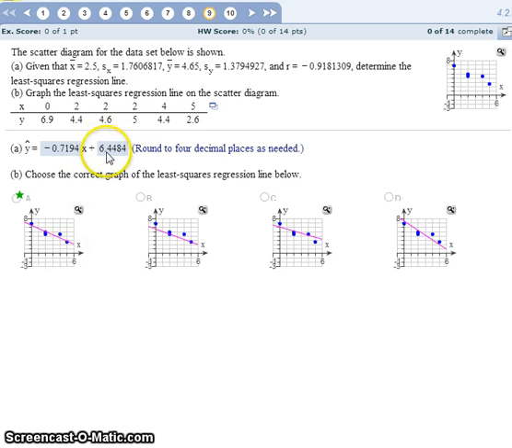The key is that your y-intercept needs to be at 6.44, and so you can use that to quickly throw out the graphs that have the wrong y-intercept and choose the correct one.